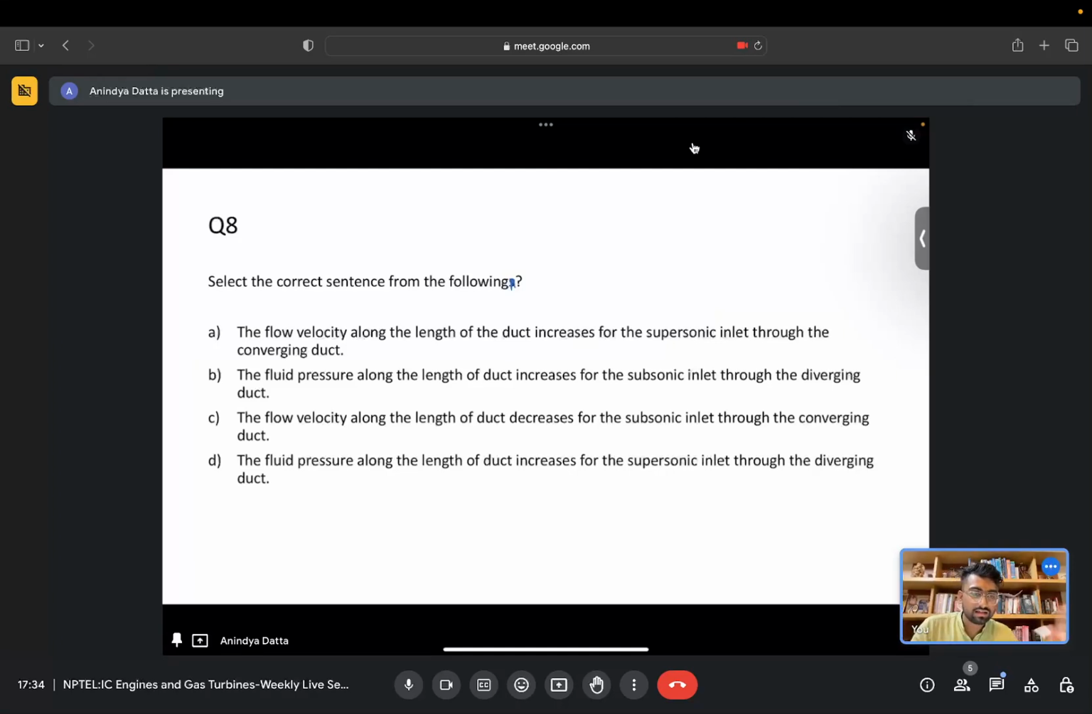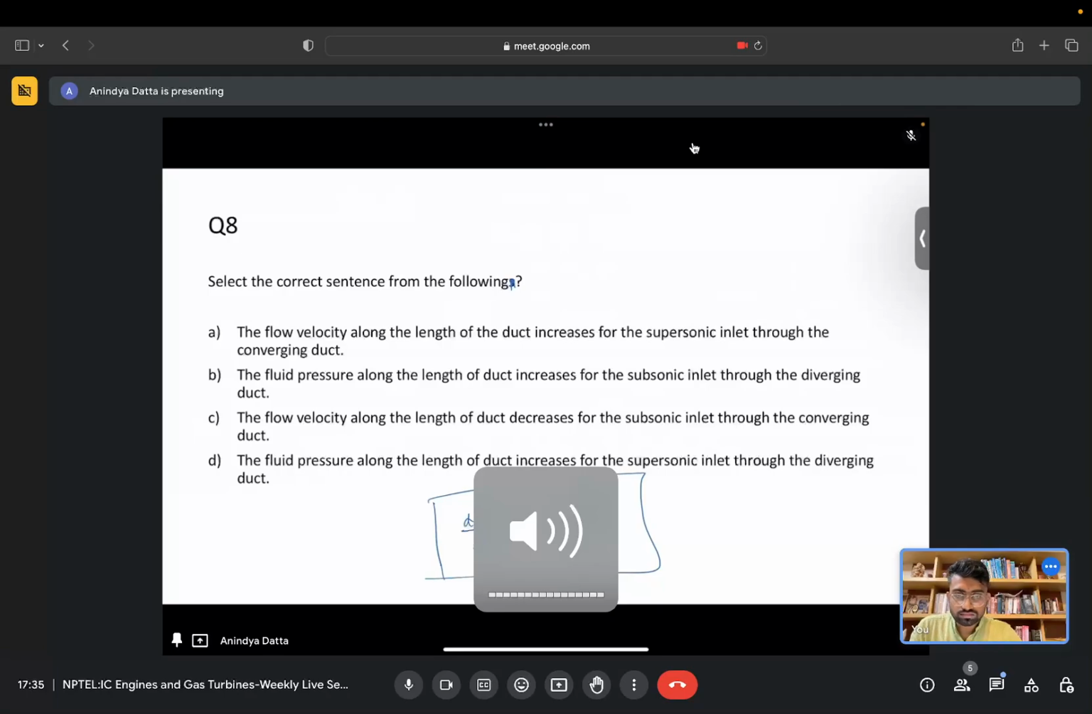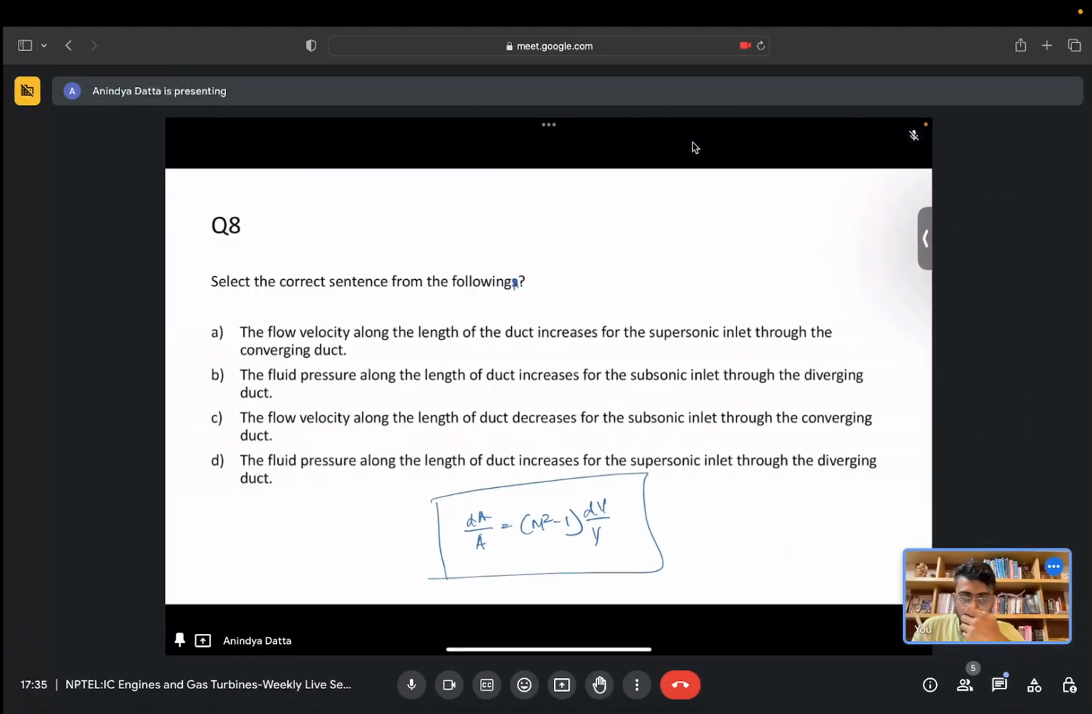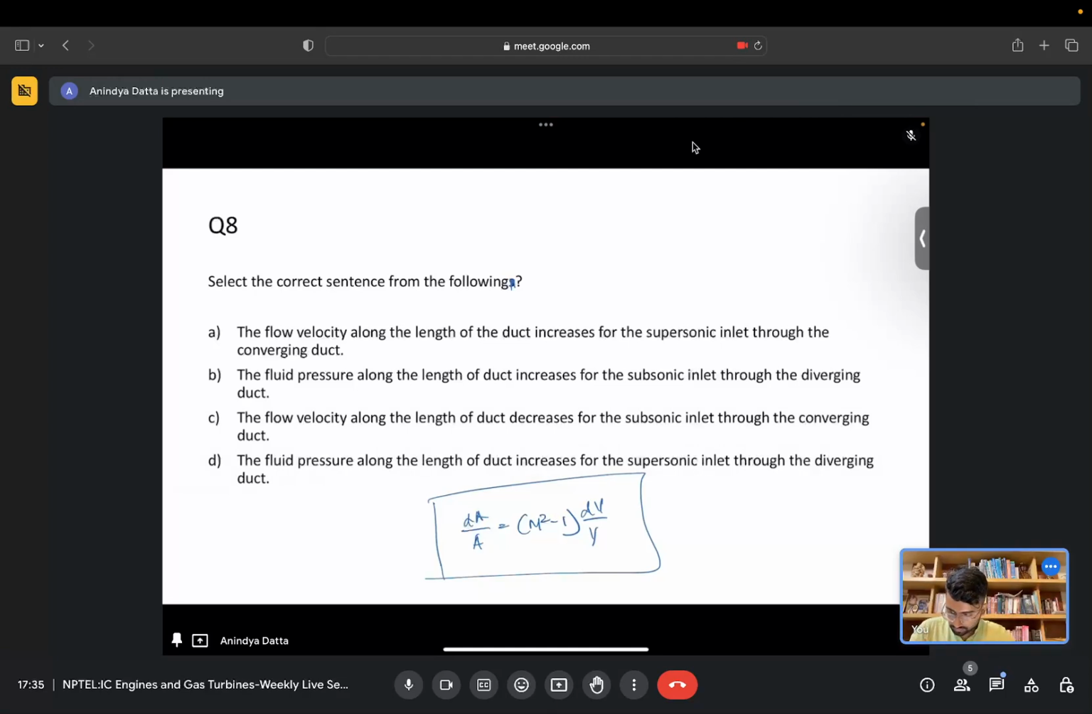This is again a similar thing, nozzles and diffusers. You have to keep in mind the basic working principle of a nozzle and diffuser, and also the area Mach number relation, which is dA by A equals M squared minus 1 times dV by V. This is a very important relation. Yeah, B is the correct answer.